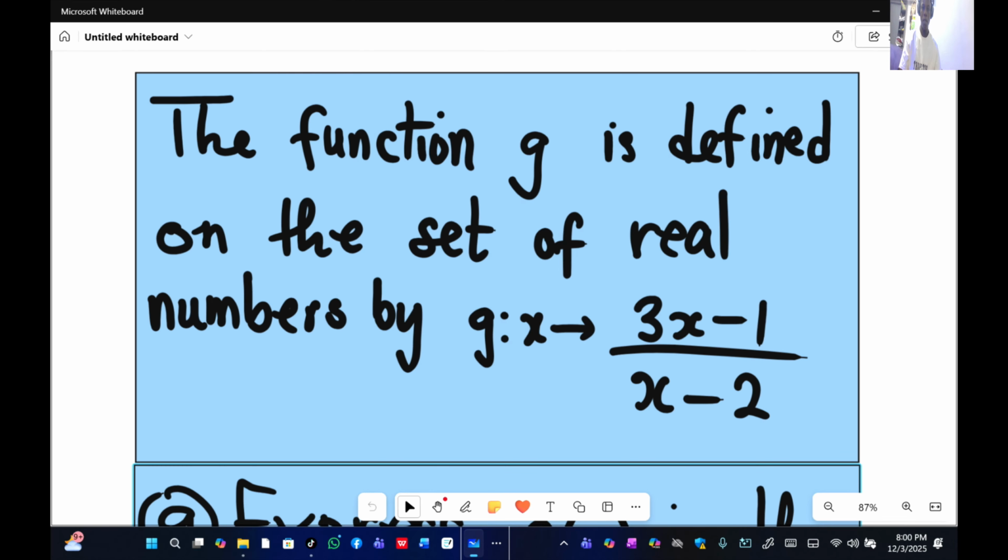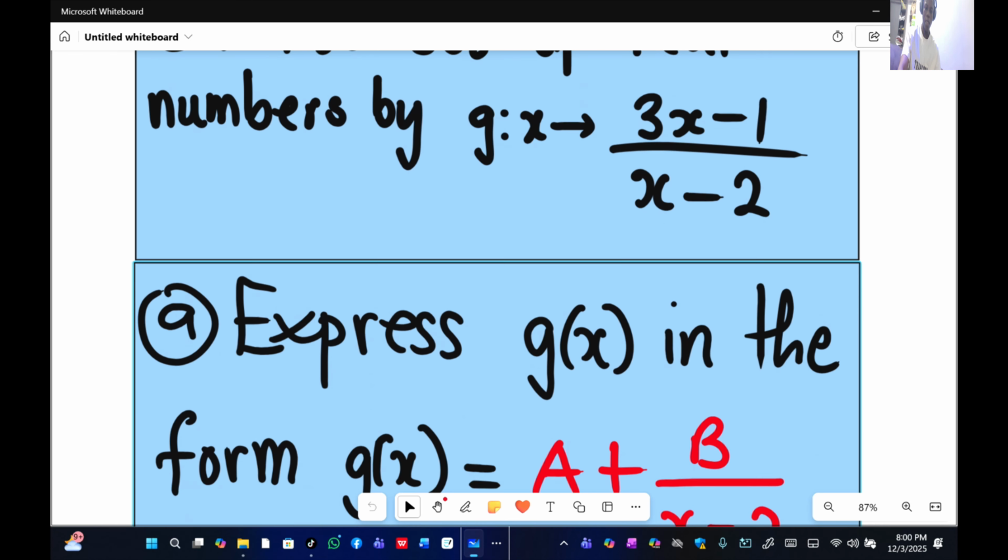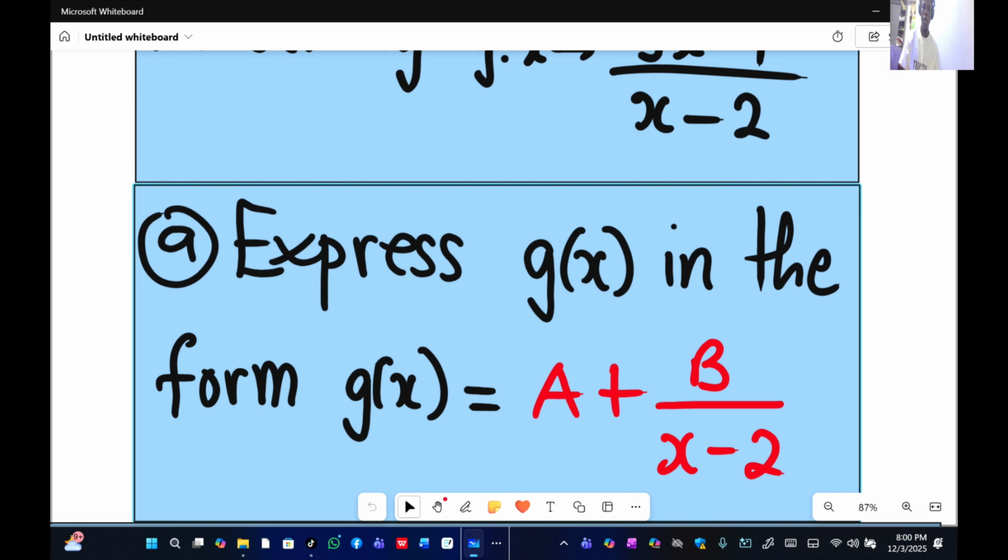We have a question here which relates to limit of functions. Let us look at how best we can answer this question. We have a function g of x equal to (3x minus 1) divided by (x minus 2). The function g is a rational function. So let us identify the questions that follow.